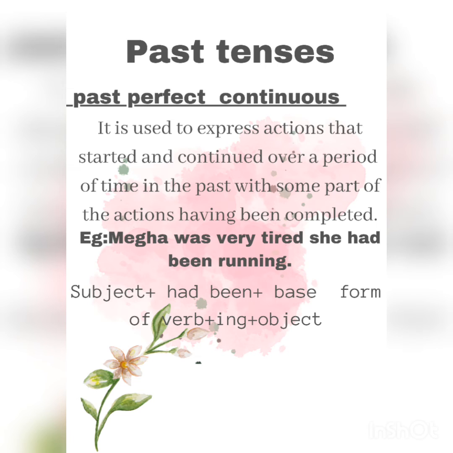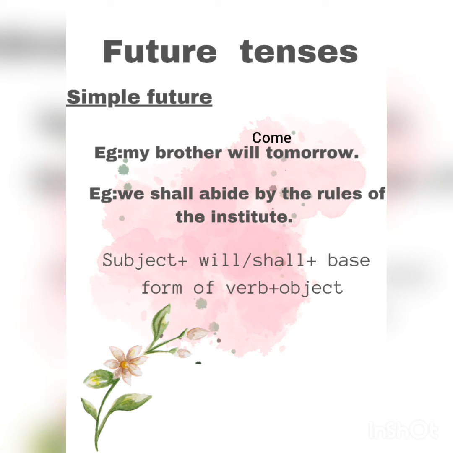Next one is past perfect continuous. It is used to express actions that started and continued over a period of time in the past, with some part of the actions having been completed. The form of the past perfect continuous is subject plus had been plus base form of verb plus ing plus object. For example, Megha was very tired. He had been running. And the second example is I could smell cigarettes. Somebody had been smoking here.